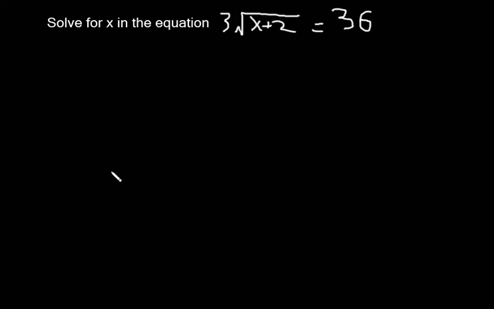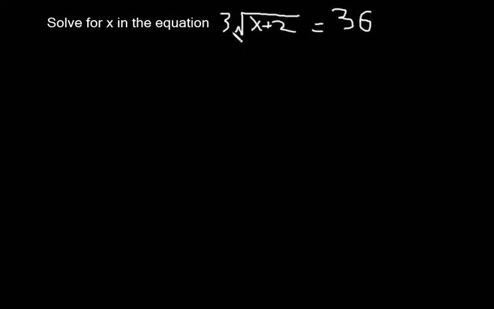Alright guys, in this video we're gonna practice solving for x in equations with square roots. Here we have our equation. It's telling us to solve for x in the equation 3 times the square root of x plus 2 is equal to 36. Solve for x. Okay, how do we do this?